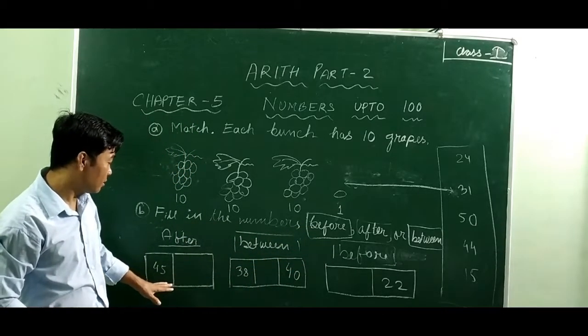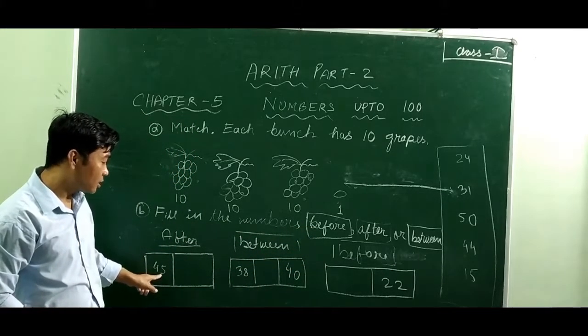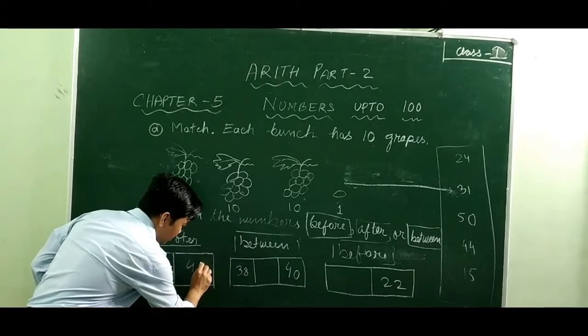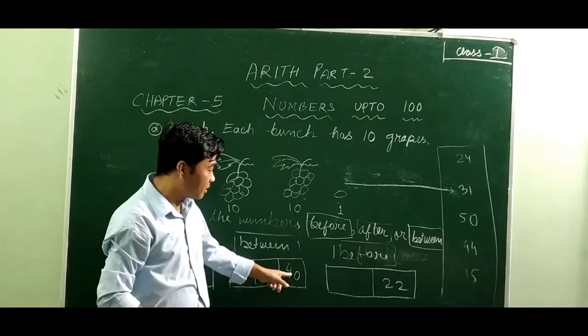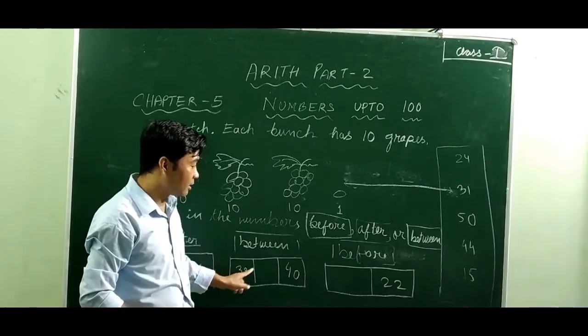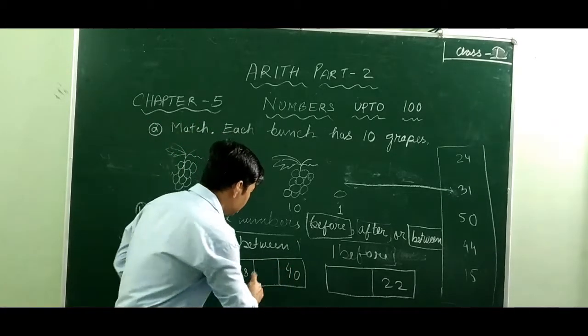We have done here, right? So after means once 45 is finished, what comes next? 46. Two numbers are given. In the middle one, we have to find which is between. So 38, then 39, then 40.